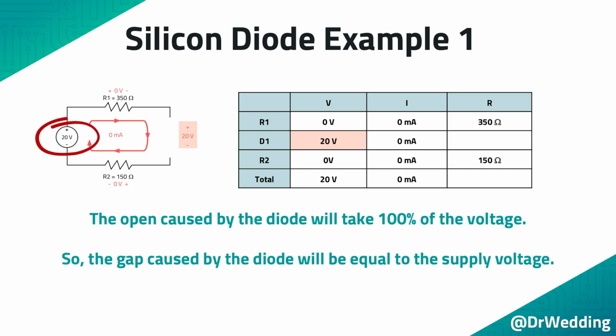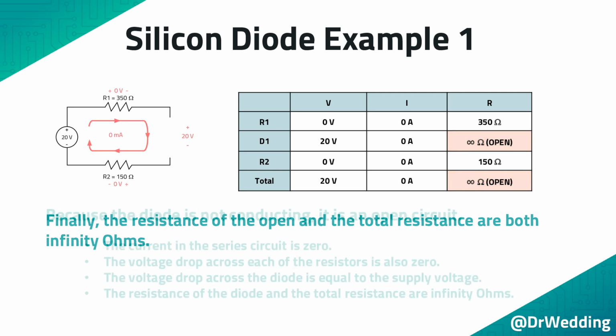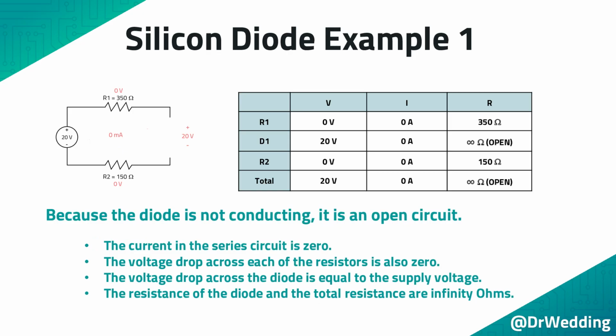The open caused by the diode will take 100% of the voltage. So, the gap caused by the diode will be equal to the supply voltage. Finally, the resistance of the open and the total resistance are both infinity ohms. Because the diode is not conducting, it is an open circuit.